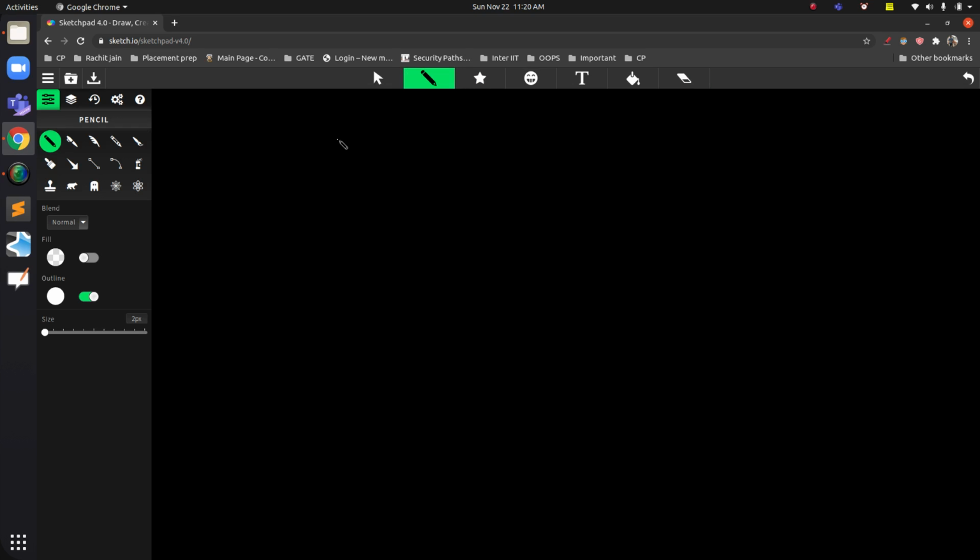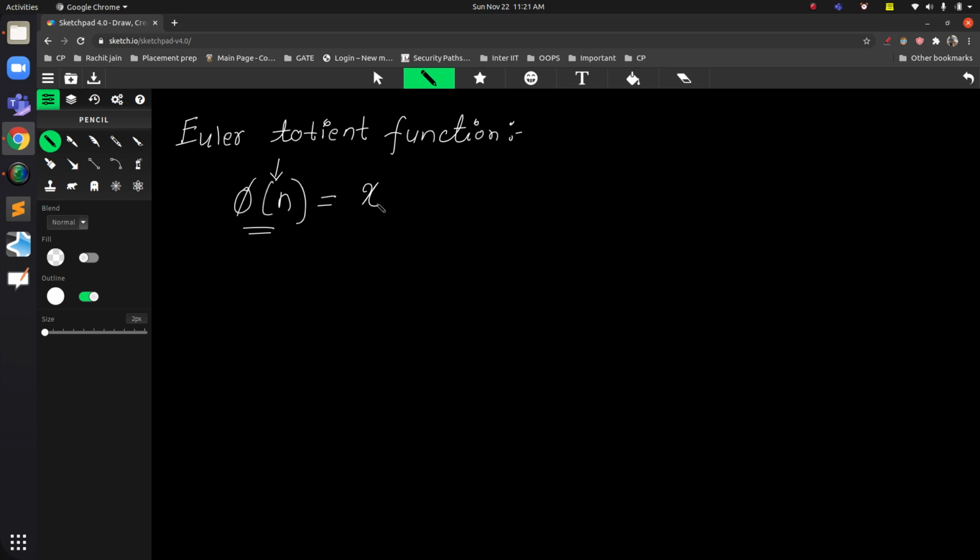Okay, so we have a term called the Euler-Totient function. This is how the Euler-Totient function is represented. If we give any number n to this function, it will give us a number x. x is the number of numbers which are co-prime to n.